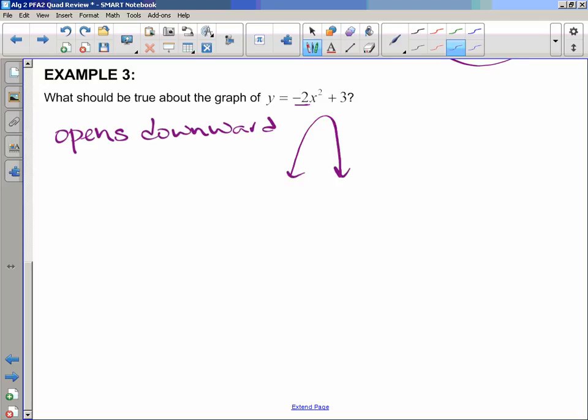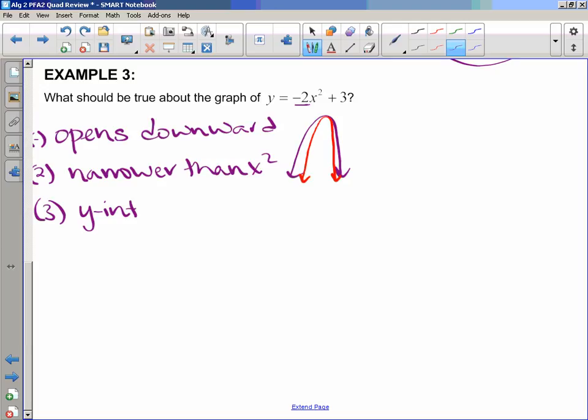What does the 2 tell me? So the negative tells me it opens downward. The 2 tells me that it's narrower than x squared. So then I could maybe do something like that. And then last, what does the +3 tell me? That's my y-intercept. Y-intercept equals 3. So if I just wanted to draw a general sketch, the y-intercept has to be at 3, and it opens downward, and it's kind of skinny.